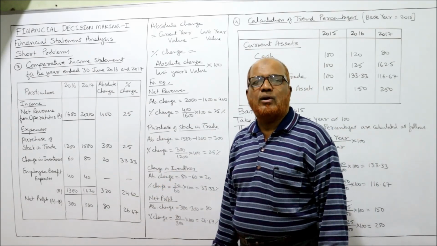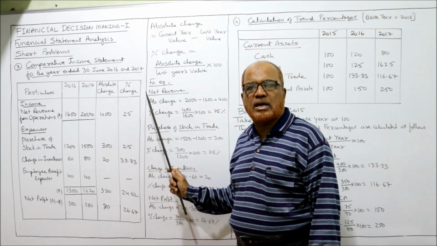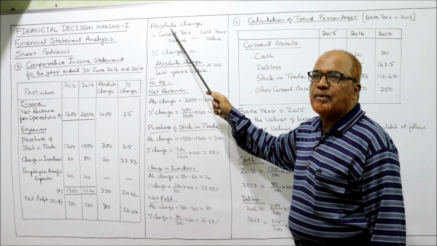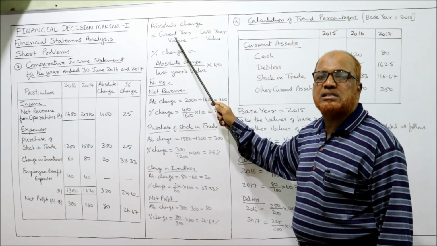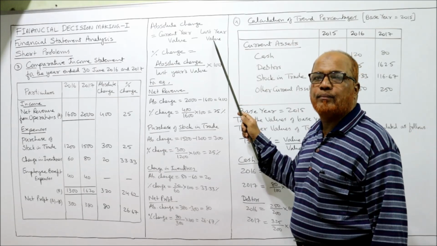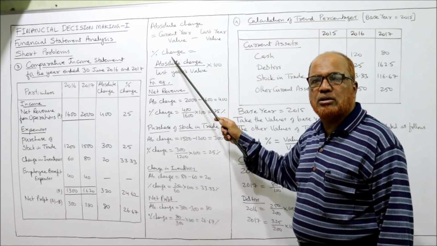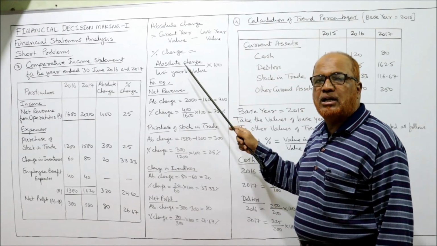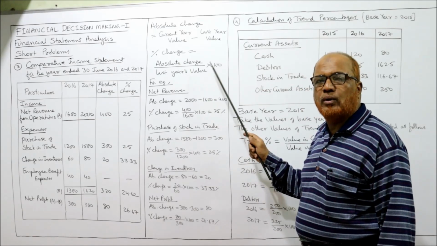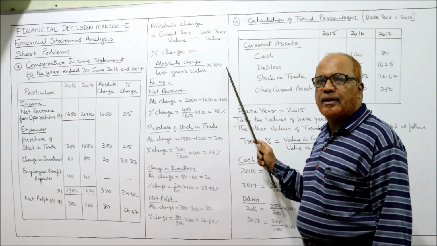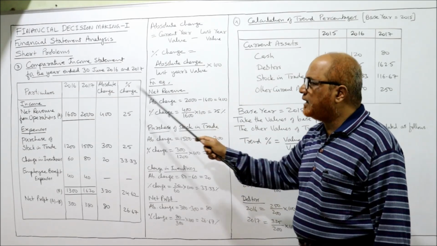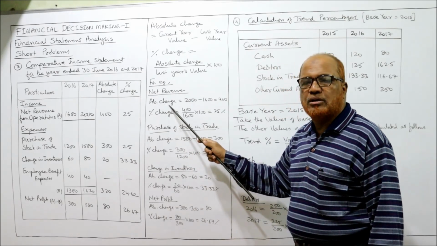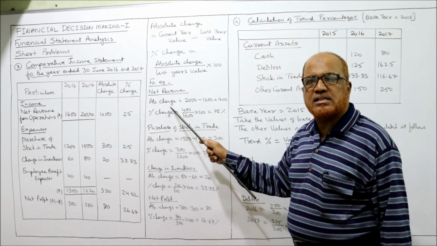Now we have to make 2 columns, absolute change and percentage change. How to calculate absolute change? The formula is given. Absolute change is equal to current year value minus last year value. And how to find the percentage change? Absolute change divided by last year's value into 100. For example, net revenue: first of all, I need the absolute change, so current year value minus last year value.